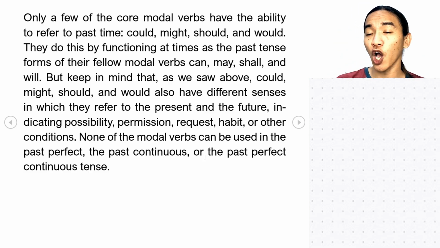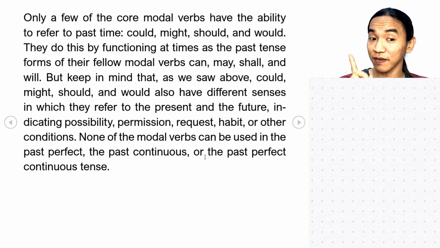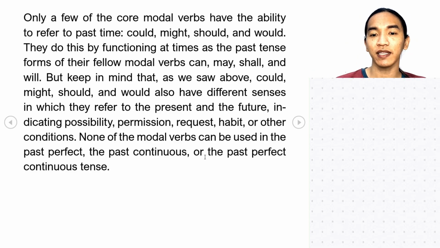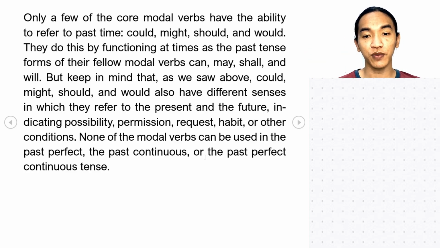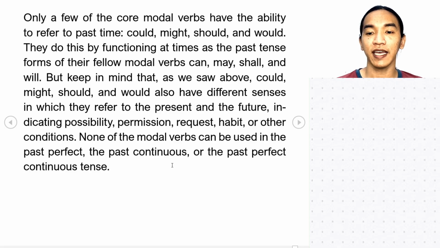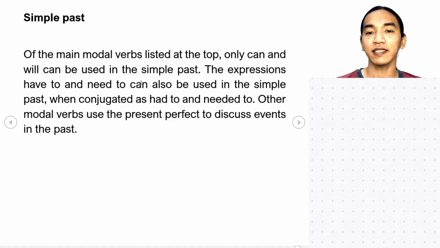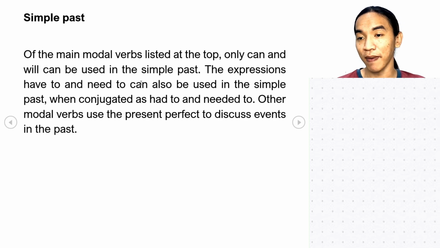So, depending on the type or the meaning that they are trying to convey. Okay. So, indicating possibility, permission, request, habit, or other conditions. None of the modal verbs can be used in the past perfect, the past continuous, or the past perfect continuous tense. So, we cannot use them in past perfect tense. Okay? Now, for simple past, of the main modal verbs listed at the top, only can and will can be used in the simple past.